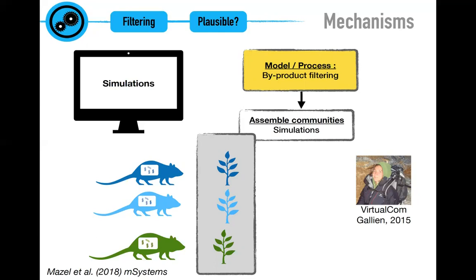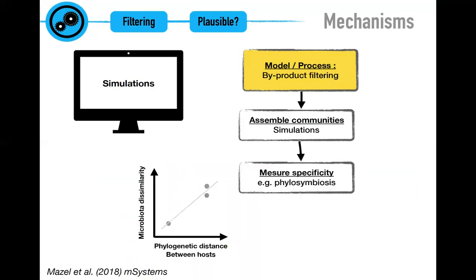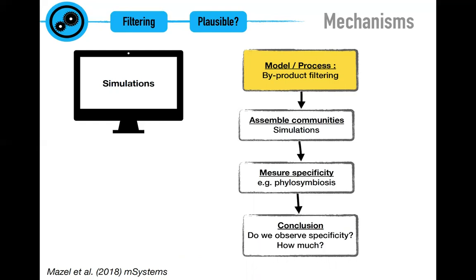For that, I used a software that was developed here by Lorgalien when she was here in 2015, called VirtualCom. And I varied the phylogenetic signal of that host trait that filters out the microbes. Then in this simulation, I measured the specificity I could observe based on this byproduct filtering process only. So no coevolution, no holobiont, anything. And then you can conclude whether that simple process can produce a significant specificity pattern, and to what extent it matches what we observe in reality.